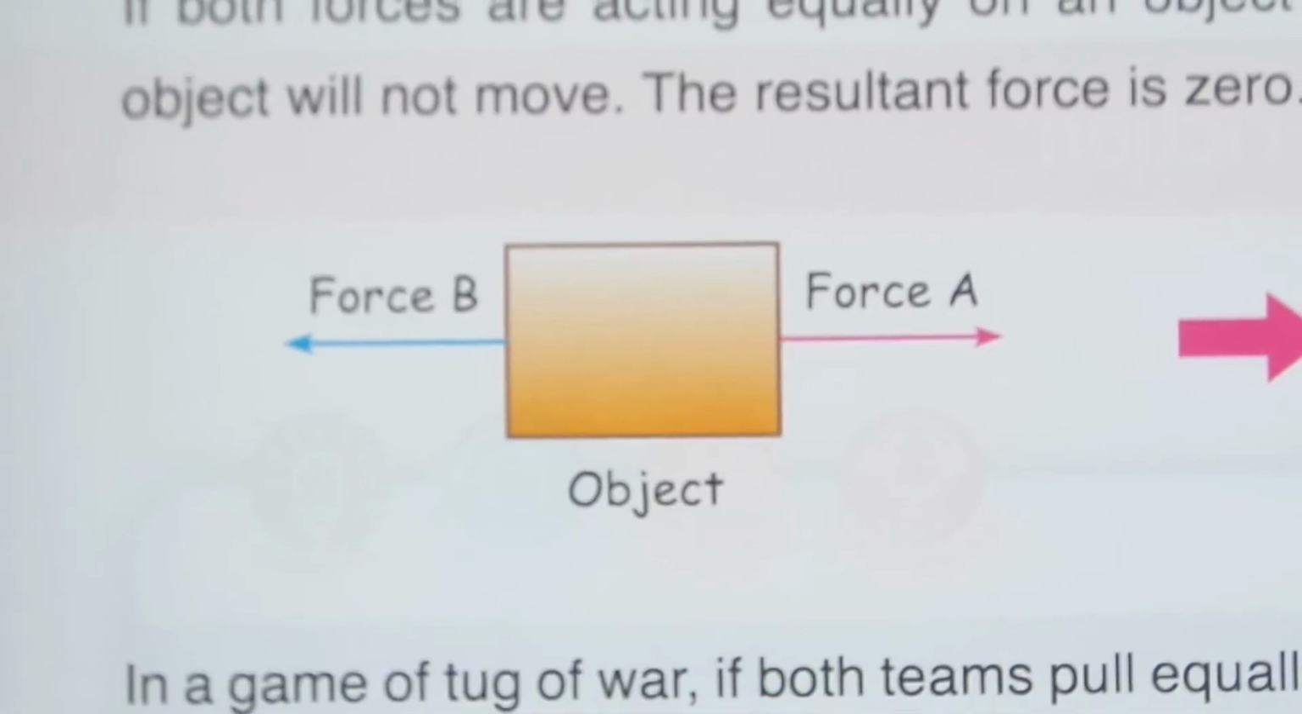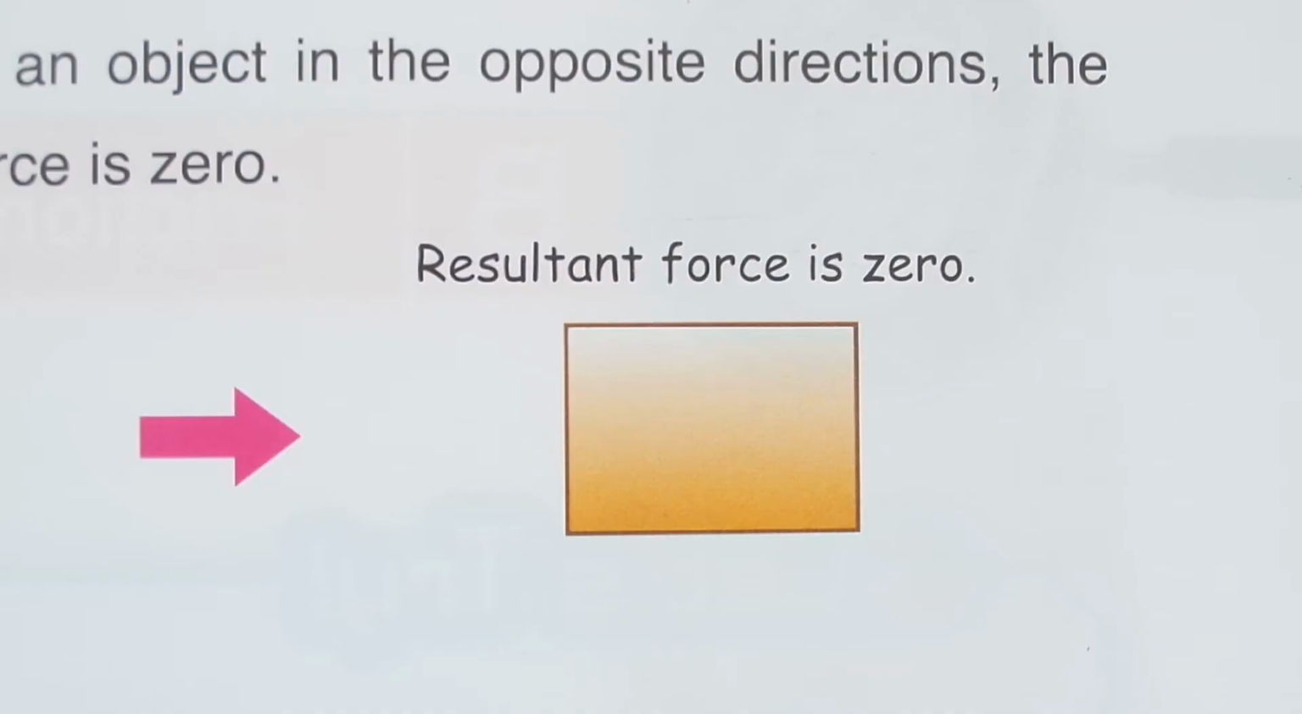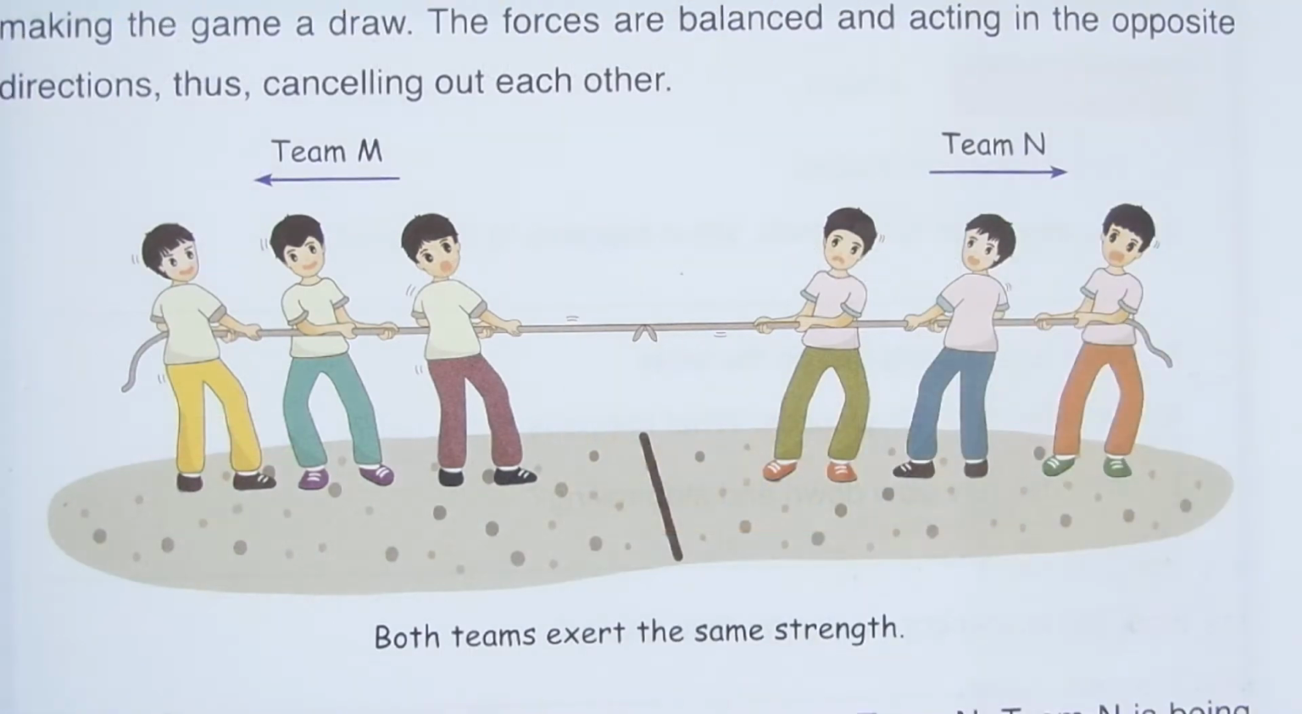If both forces are acting equally on the object in the opposite direction, the object will not move, as they cancel each other out. The resultant force is 0.